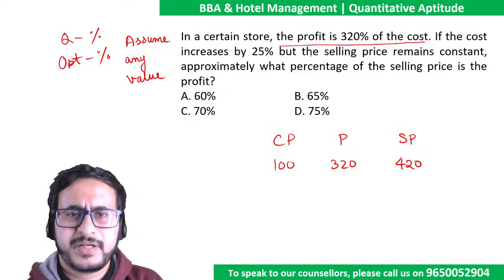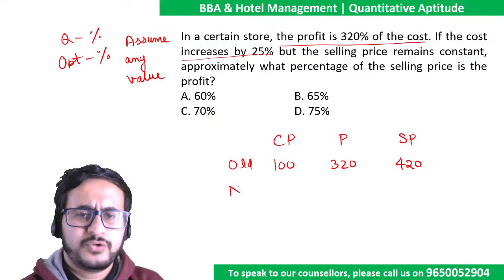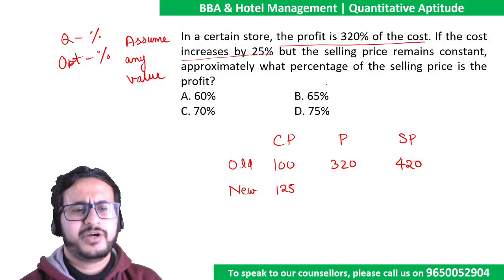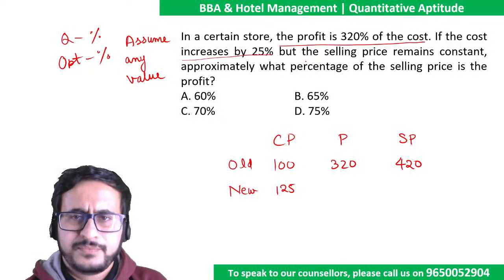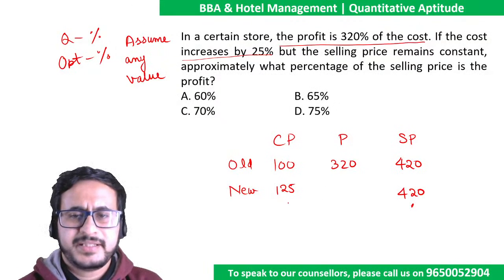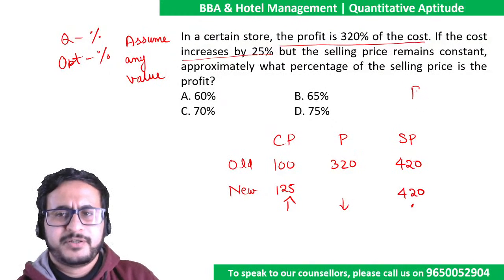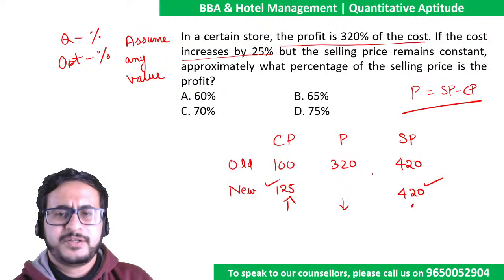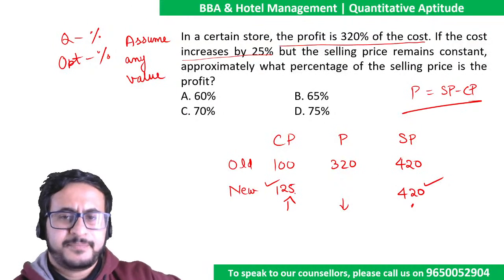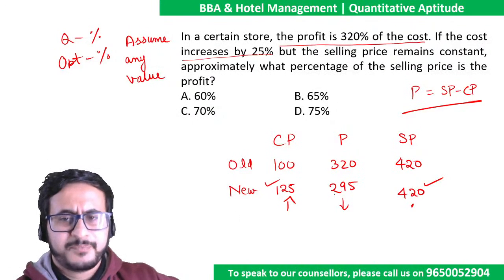Next, it says that the cost price increases by 25%. Now this was the old cost price. Now the new cost price is 125. That is why we took 100 as the value, so that we do not have to calculate. Okay. Now, but the selling price remains constant. So selling price is 420. So if this is constant and this is increasing, what will happen? The profit will decrease. Or how do we find profit? Profit is selling price minus cost price. So I know selling price, I know the cost price, I do not know the profit. That I can find by subtracting this. I will get the profit as 295. Okay, I got the profit as 295.